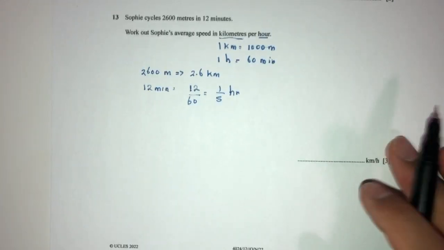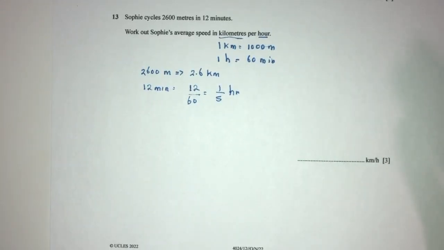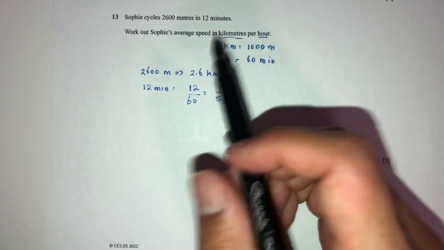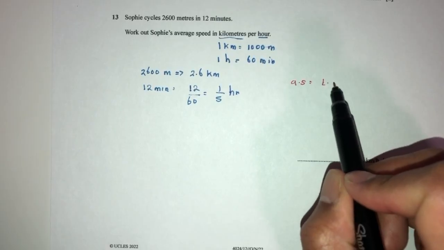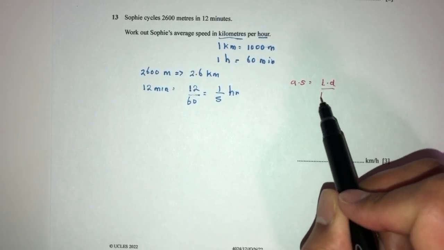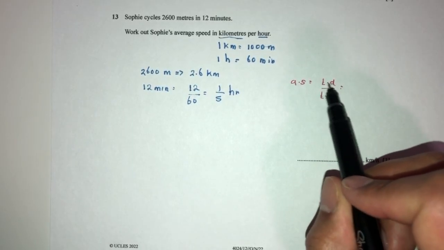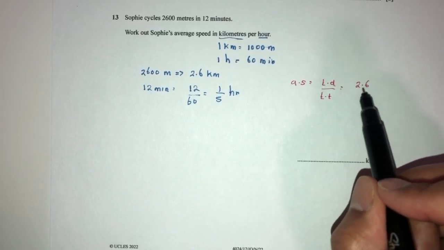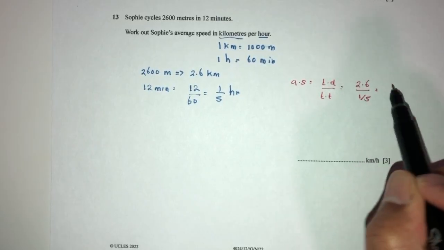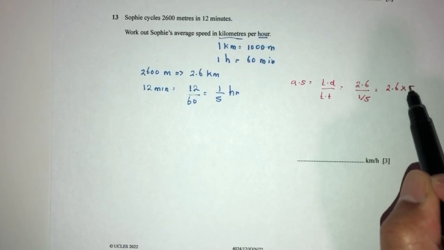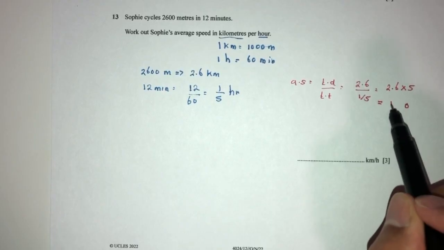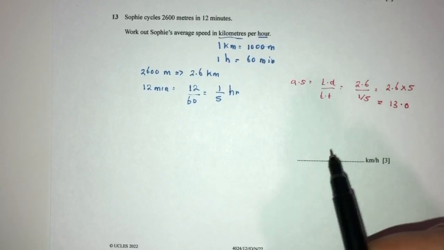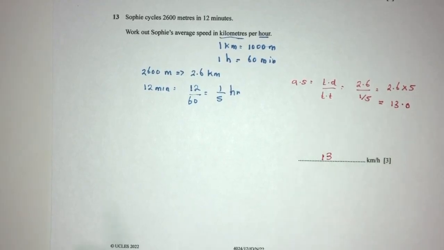Right. So now we just have to find that value. How? Pretty easy. We just have to know average speed is defined by the total distance divided by the time taken. So total distance will be 2.6 km divided by 1/5, which is 2.6 times 5. 6 times 5 will be 30. That will be 13. Here we have one decimal place. The answer will be 13 km per hour.